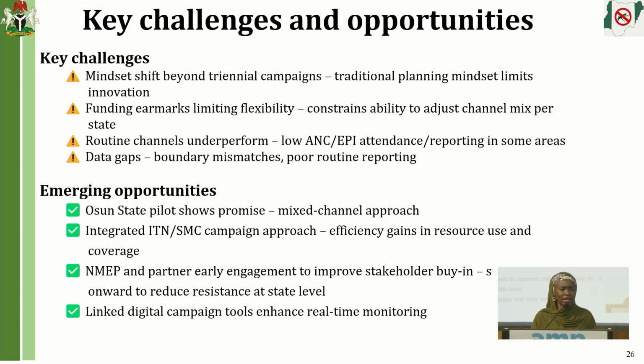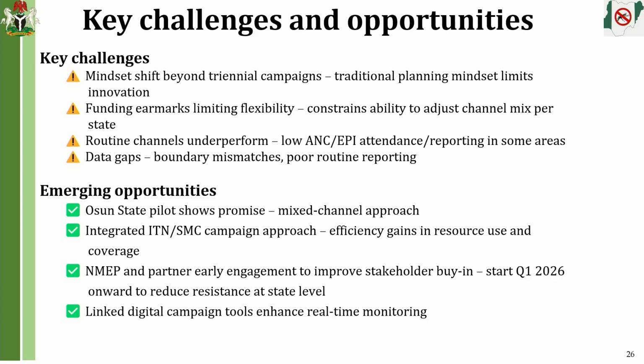You identify some areas to be eligible for routine distribution, but it turns out the attendance for ANC and EPI is quite low. So that's a huge challenge. So you have to do the back work of improving that attendance for routine distribution to work. Same for school enrollment. You can't do school distribution if you don't have good attendance of your target audience.